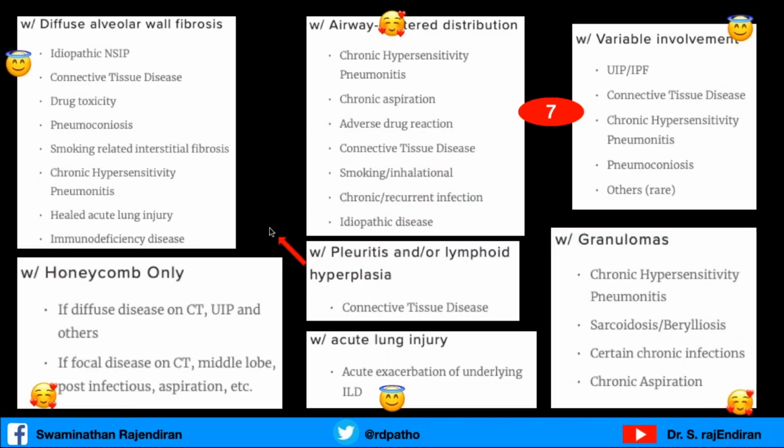There are 9 subtypes in pattern 1. There are 7 subtypes in pattern 2. Scarring with diffuse alveolar fibrosis, honeycomb only, airway centered, pleuritis or lymphoid hyperplasia, acute lung injury, granuloma, and variable involvement. Please refer to 6pattern.org for this.